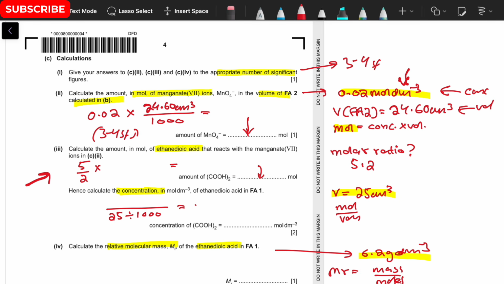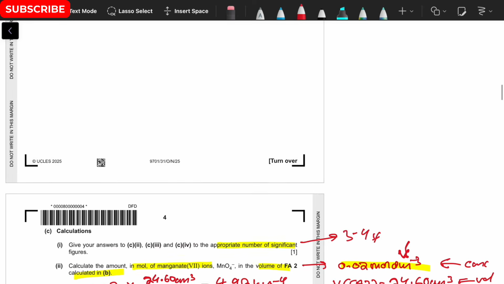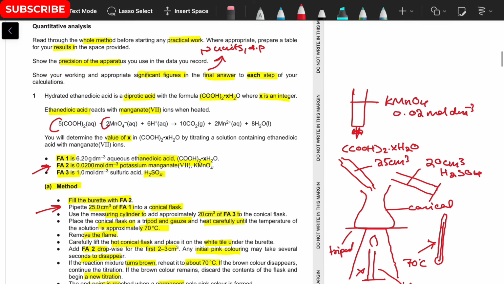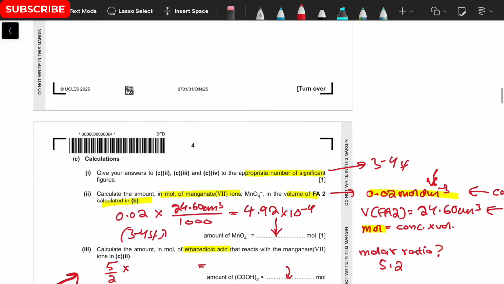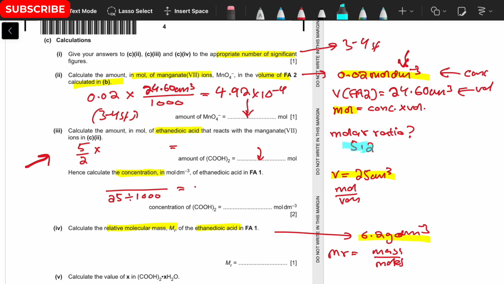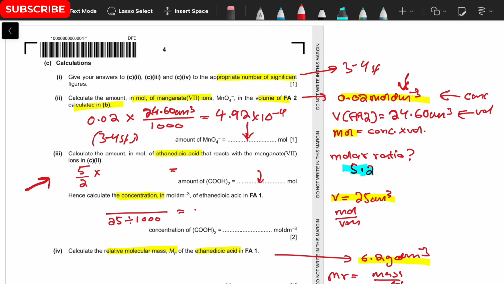So really, when we multiply these two together, we end up with 4.92 times 10 to the negative 4 moles. Then it says calculate the moles in ethanedioic acid. Now we need to look at the molar ratio. If we go up, we can see that for every 2 moles of manganate ions, 5 moles of our ethanedioic acid react. So they are in what we call a 5:2 molar ratio. That means it's 5/2 times more moles of ethanedioic acid.